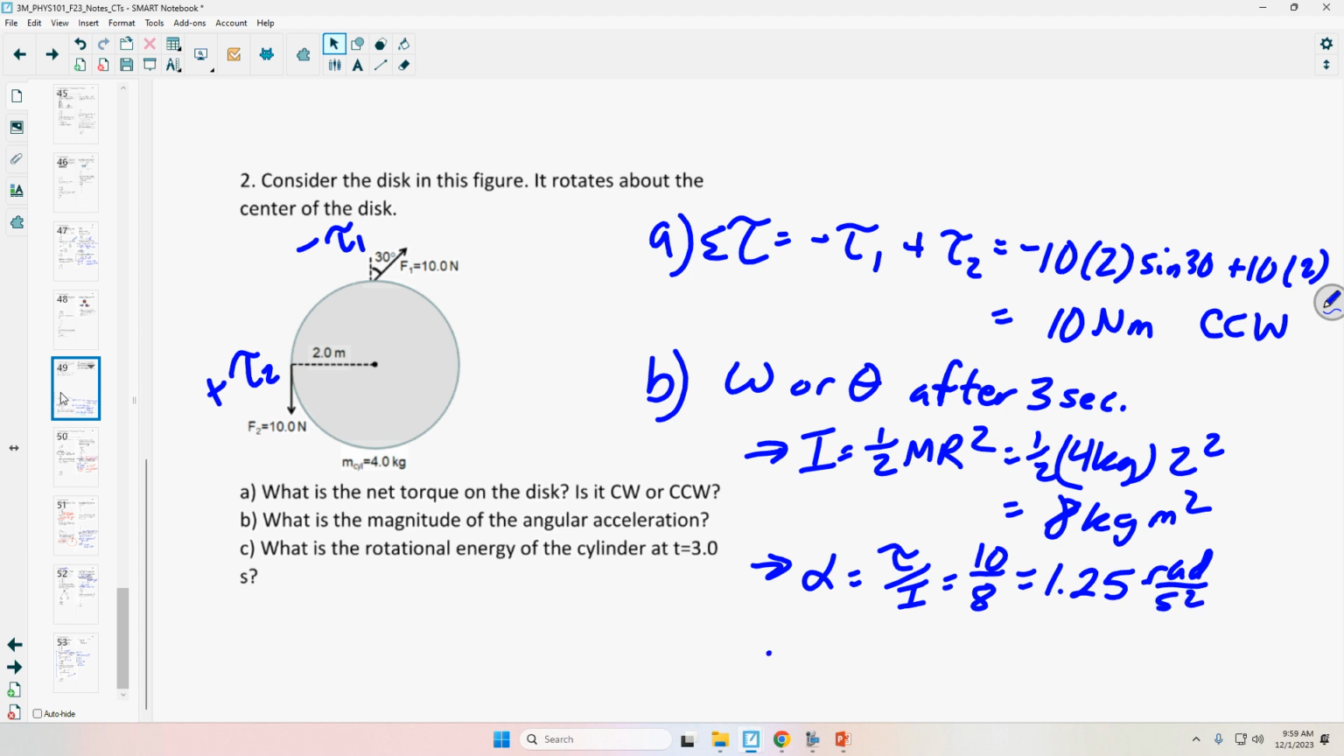And then the final thing that you'll need to do is tell me what is omega or alpha. Well, let's just do omega. So we'll say that omega is equal to alpha times t. That's 1.25 times 3 seconds. That's 3.8 radians per second. Or if you were finding theta, then you would say theta is 1/2 alpha t squared. People have their equations. If you have the full equation, it would be on a separate page to compare it all.